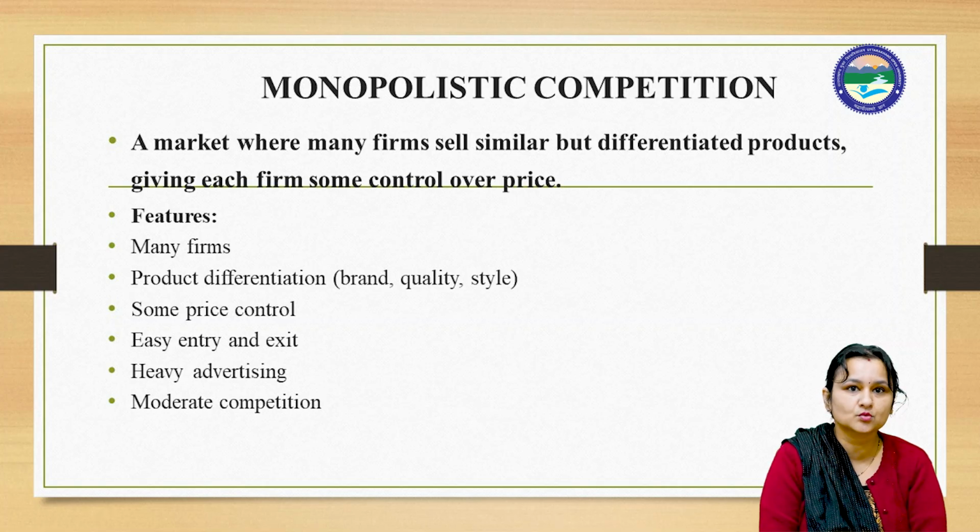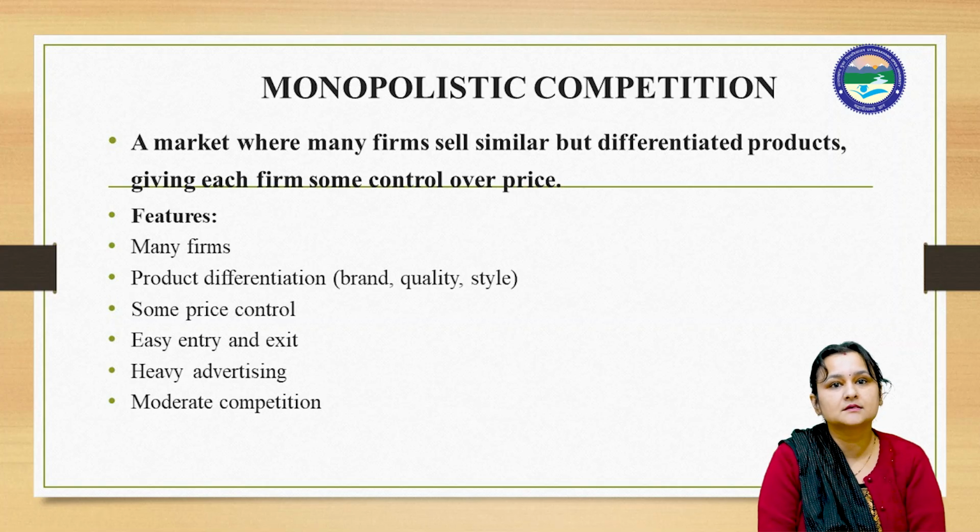If you understand this through an example, there are many examples of this competition, like restaurants, clothing brands, hair salons, and fast food chains are also very important examples. You can see that restaurants are an example of monopolistic competition. How is it an example of monopolistic competition? Because many sellers here offer similar but not identical products.